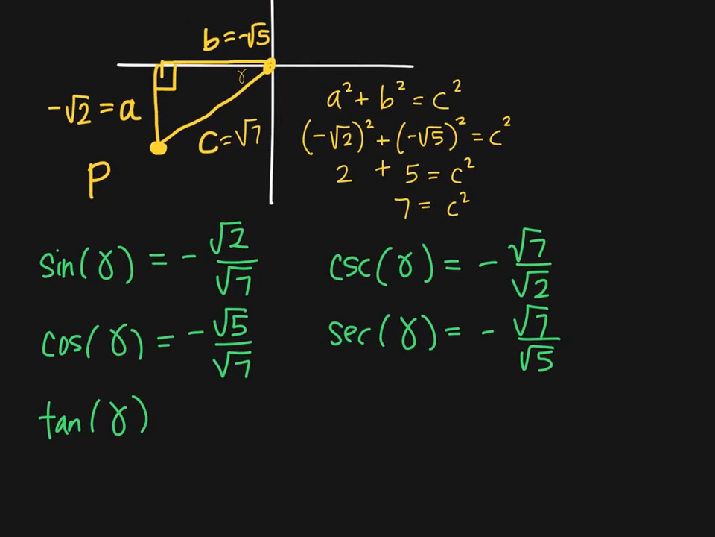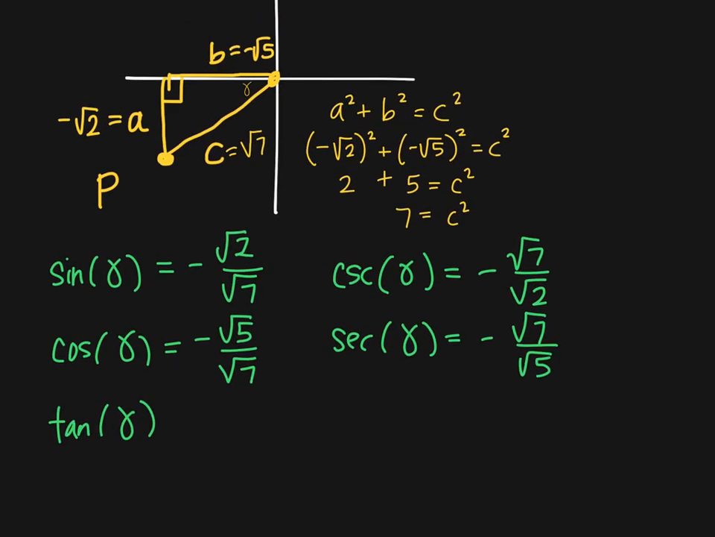The final part would be tangent, so TOA, opposite over adjacent. This time I've got negative rad 2, and I also have a second negative over the rad 5. This is the only time that you do reduce. Negatives reduce each other. Radicals don't, but negatives do. When you have two negatives making a positive, you're going to want that to be the positive rad 2 over positive rad 5. And then cotangent of gamma would be rad 5 over rad 2.